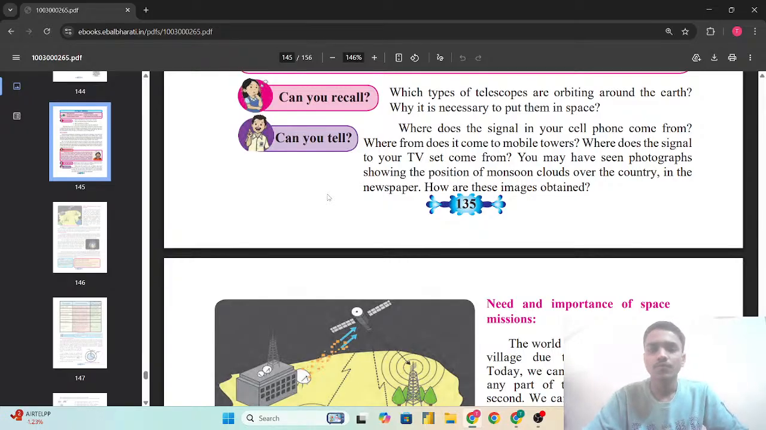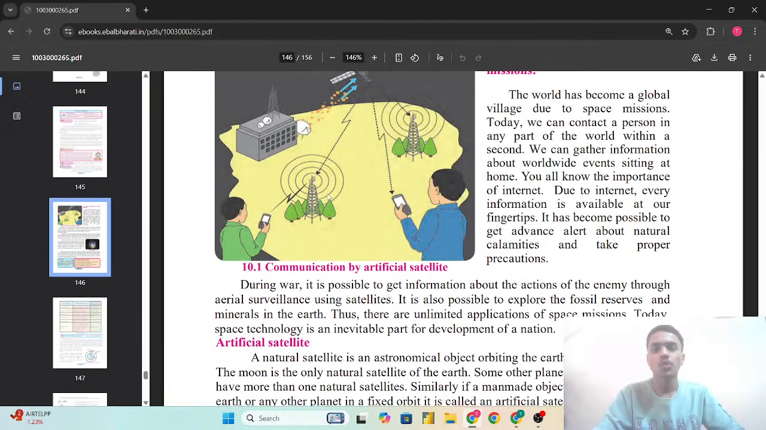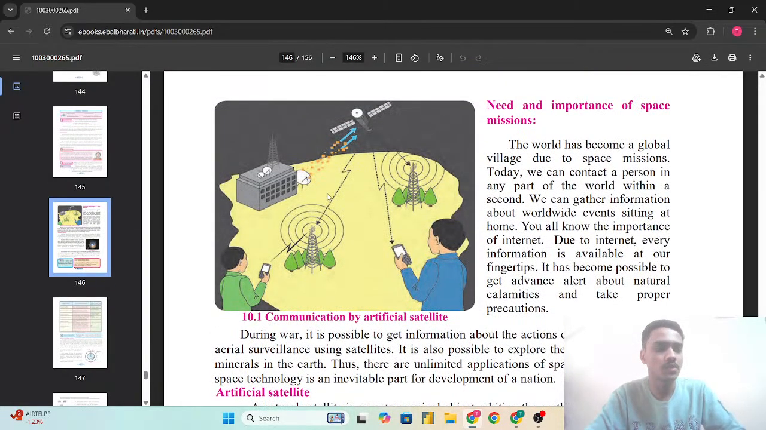So can you tell where the signal in your cell phone comes from? Where does it come from to the mobile towers? Where does the signal to your TV set come from? You may have seen photographs in the newspaper showing the position of the monsoon clouds over the country. How are these images obtained? So, the need and importance of space missions.